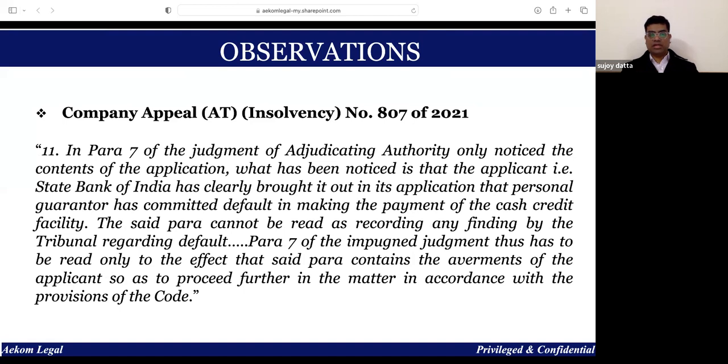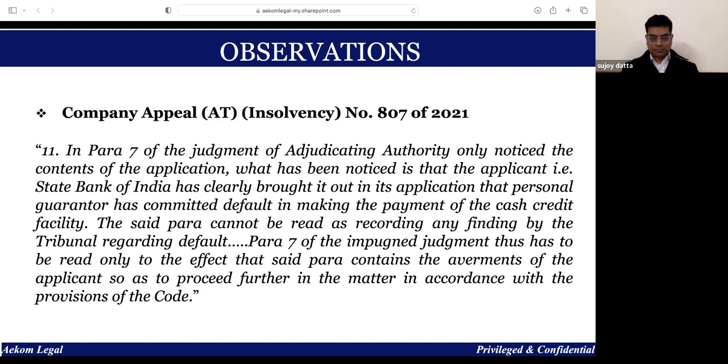What has been noticed is that the applicant has clearly brought it out in its application that the personal guarantor has committed default. The said para cannot be read as recording any finding by the tribunal regarding default. Para 7 of the impugned judgment thus has to be read only to the effect that said para contains the averments of the applicant and not the opinion of the court. So very well, if that's the interpretation given by the NCLT, then the controversy gets settled, and the mind of the RP will also be free of prejudice because paragraph 7 has been interpreted in such a manner by the appellate tribunal.